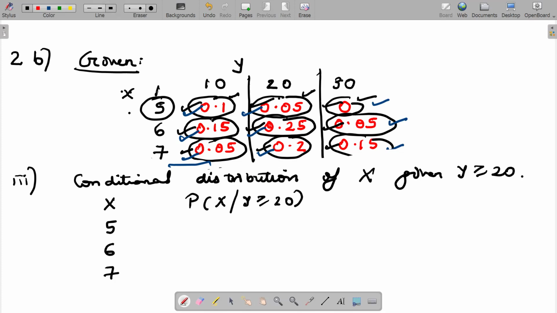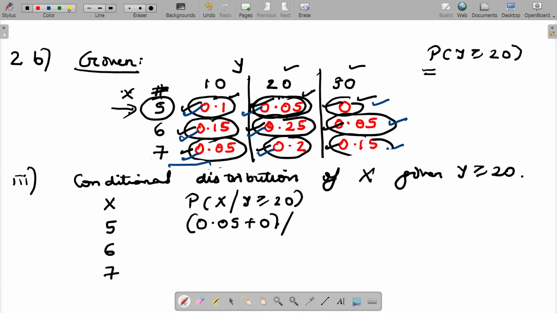Probability of x taking the value 5. That means I am here in this particular row. Y taking the value greater than or equal to 20 means either 20 or 30. So 0.05 plus 0, divided by, what's the probability of y taking the value greater than or equal to 20? Probability of y taking the value greater than or equal to 20 means I add up all the yellow terms. This, and this. If I add all of them, it gives me the probability of y taking the value greater than or equal to 20.